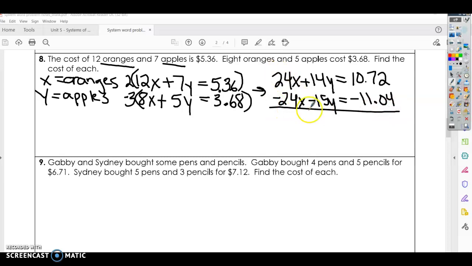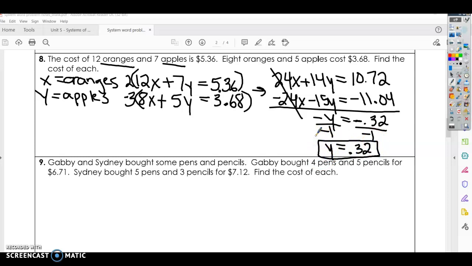All right, now when I add these two equations together, my x's eliminate, which means I can solve for y. So 14 minus 15 is negative 1y is equal to, and then I have to add the 1072 minus the 1104. So that's going to give me negative 32 cents. I need a y, not negative y, so I'm going to divide by negative 1 to get rid of that negative. So y equals 32 cents. Plus, I couldn't have a negative amount of money either. So when I divide by negative 1, that gives me 32 cents. Okay, so we found y.